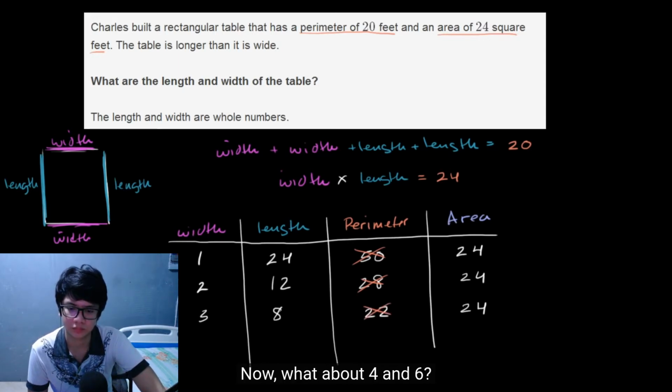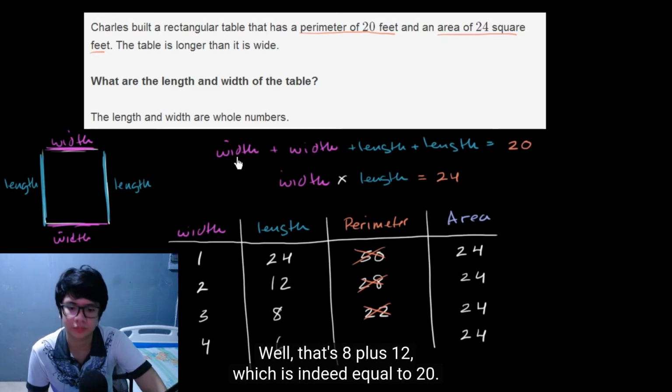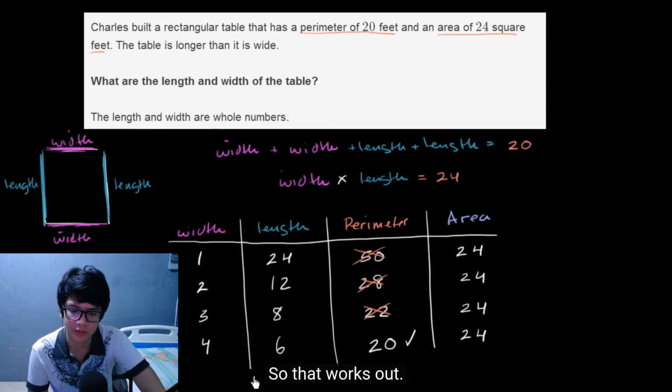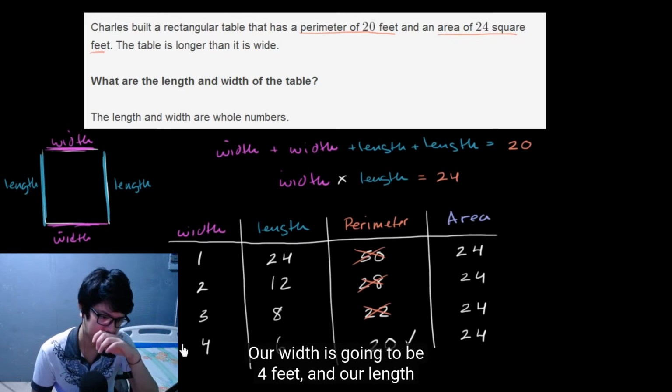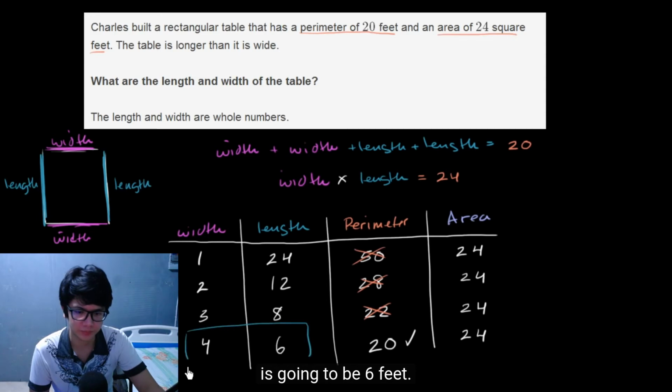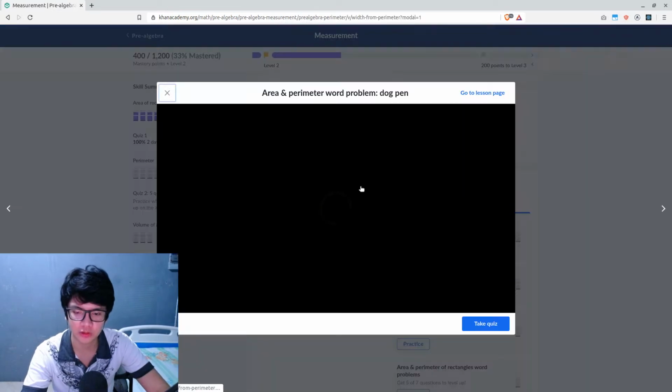Now, what about 4 and 6? Once again, 4 times 6 is 24. And what's 4 plus 4 plus 6 plus 6? Well, that's 8 plus 12, which is indeed equal to 20. So that works out. Our width is going to be 4 feet, and our length is going to be 6 feet. And we're done.